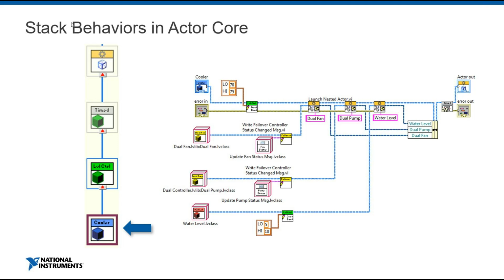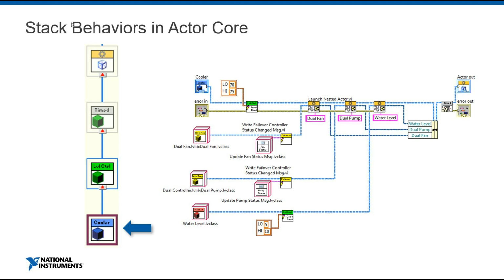In this case, it's launching a bunch of nested actors. And we'll talk about exactly what a nested actor is, but basically the cooler is saying, hey, I can't do all this myself. I need some other actors to help me. And so it's spawning those processes off. Right? And that's what the launch nested actor VI is doing.